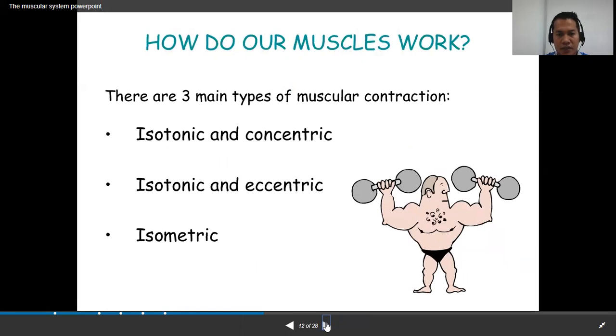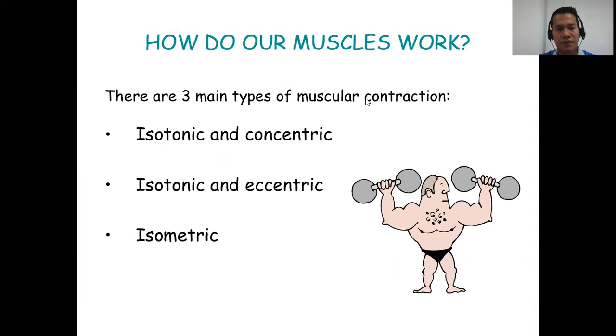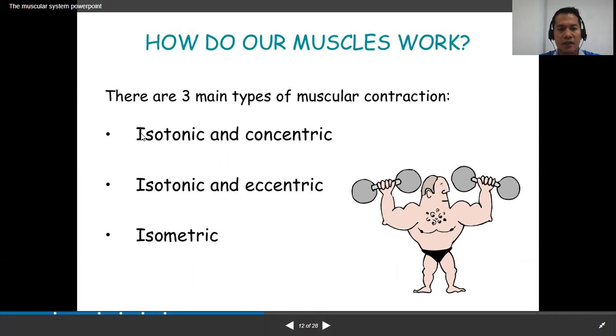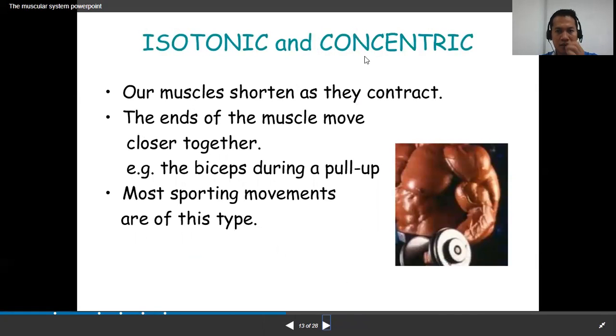How do our muscles work? So there are three types of muscular contractions. Let's take them one by one. First, isotonic and concentric. Isotonic and eccentric, and isometric. So what are the differences? Isotonic and concentric is that our muscles shorten as they contract. The ends of the muscle move closer together. For example, the bicep during the curl up. So like this, this is the bicep here. And some sporting movements are of this type. So this is isotonic and concentric. They shorten as they contract.